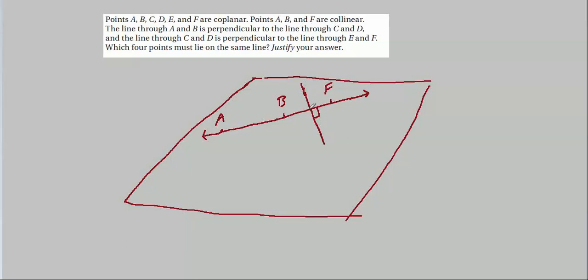Now, C or D could be the intersection here, or they could be out here. We don't know yet. So we're just going to call this CD, but we don't know where the points are yet. In fact, it's actually a line. Okay, so this is line CD. It's perpendicular to the line through AB, and it's perpendicular to the line through E and F.